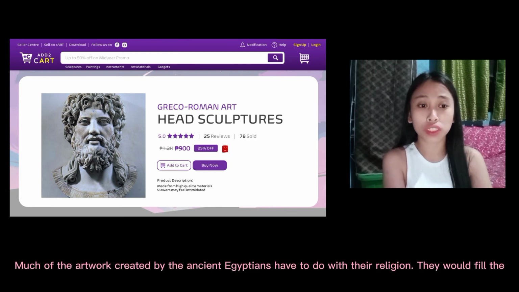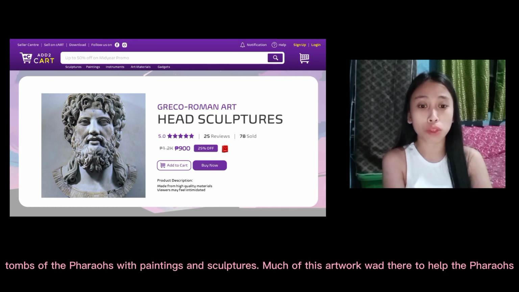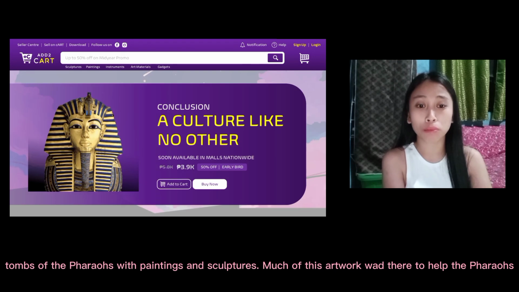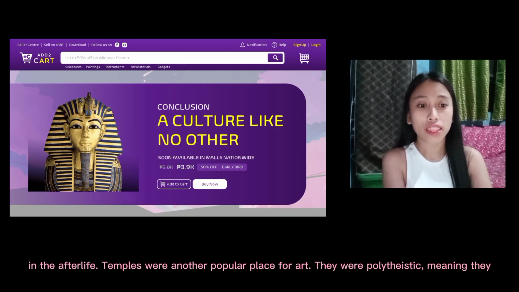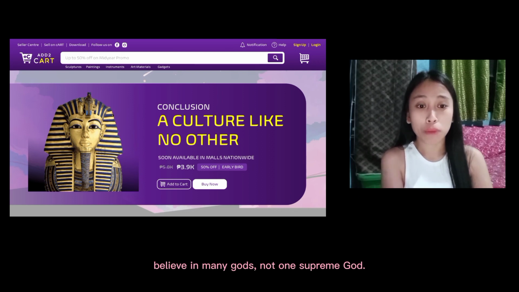Much of the artwork created by the ancient Egyptians had to do with their religion. They would fill the tombs of the pharaohs with paintings and sculptures. Much of this artwork was there to help the pharaohs in the afterlife. Temples were another popular place for art. They were polytheistic, meaning that they believed in many gods, not one supreme god.